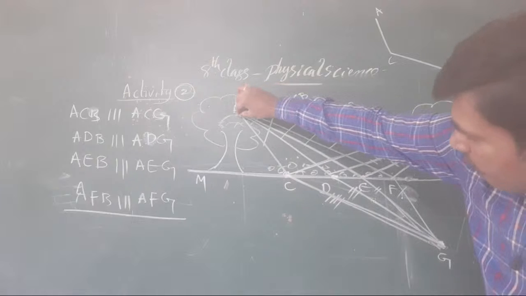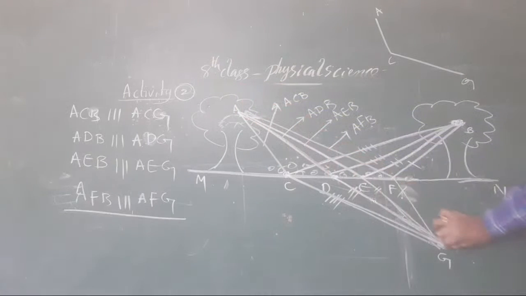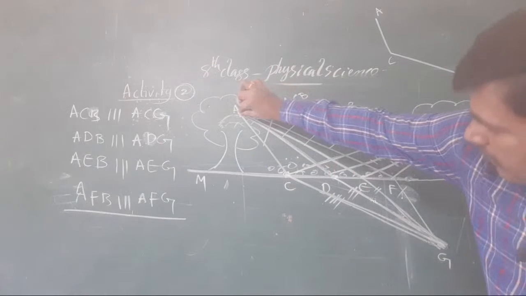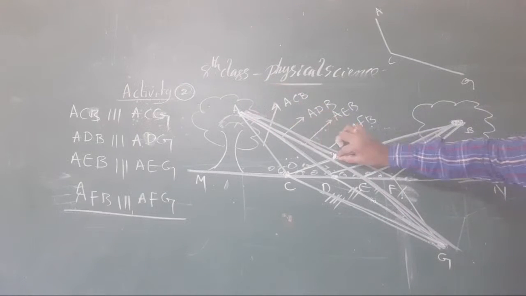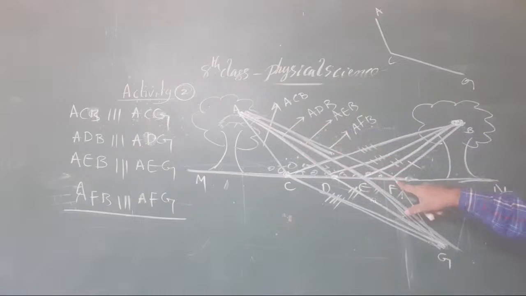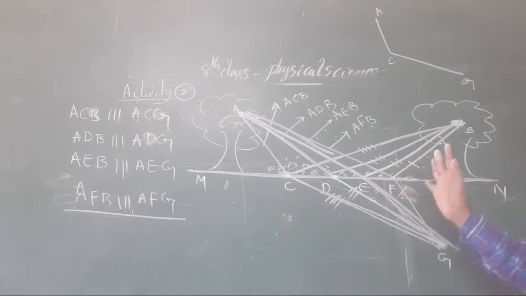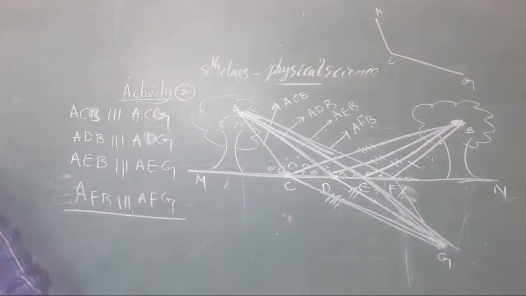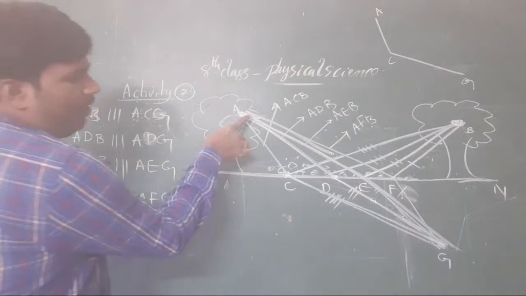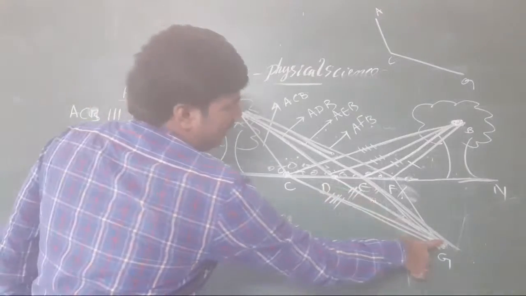Take it here, it will also make some angle. Here it is in a straight line. But here, AFB also makes some angle. The remaining ones do not look like a straight line. But here, the path we have taken is along the path of AEG.